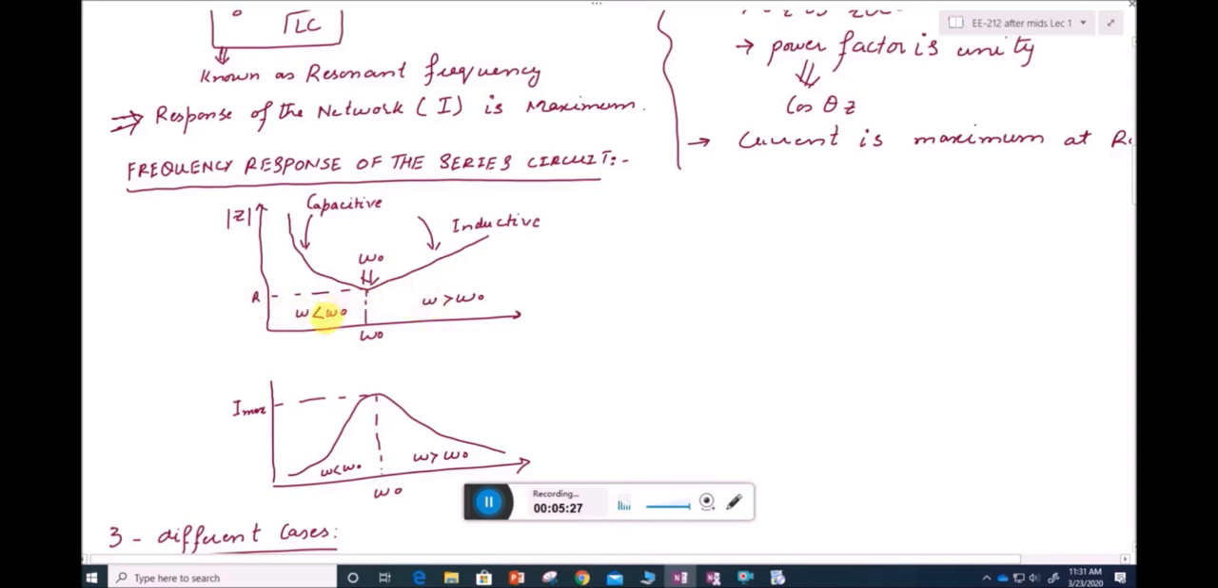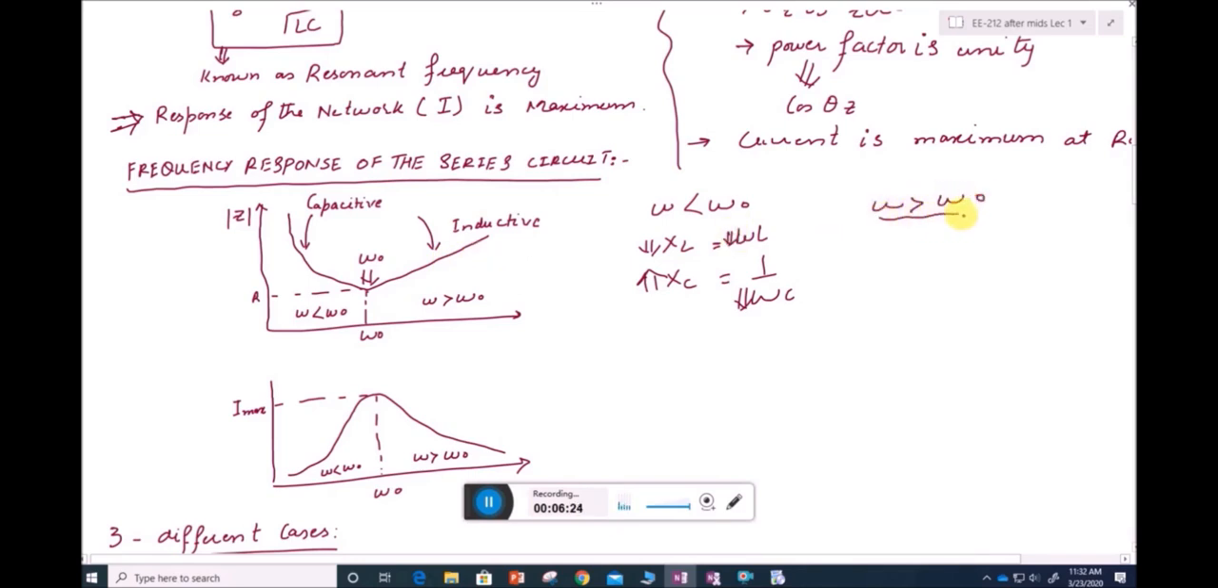Now there are two different cases. One is for the frequency values less than ω naught, the other one is for the frequency values greater than ω naught. Well, ω is less than ω naught, so ω is a smaller value. If I had to find the inductive reactance, that will be ωL, right? So if ω is a smaller value, XL will be a smaller value. Similarly for XC, it is 1 over ωC. This is capacitive reactance. If ω is a smaller value, XC will be a larger value. So from here we can deduce that for ω less than ω naught, the impedance is dominated by capacitive reactance, and after that ω is greater than ω naught.